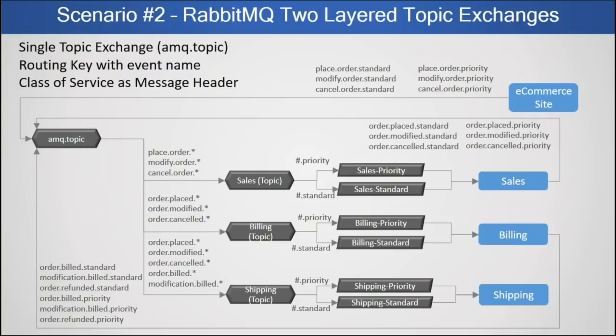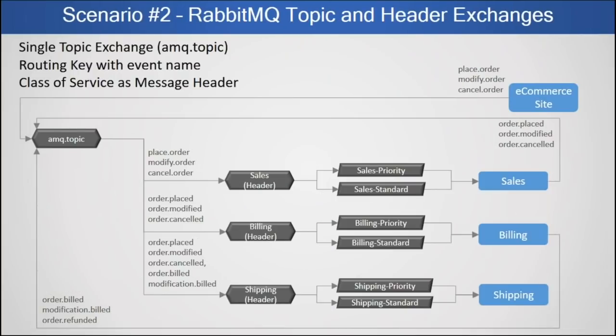So the sales topic exchange wants anything that's place.order.star, modify.order.star, or cancel.order.star, where star represents priority or standard. And then the sales priority queue and the sales standard queue are trusting the sales topic to be configured correctly and say, I don't care about anything else, I just want to know that it's a priority message or a standard message. And that's how it works for the other queues as well. And so that's just a way of doing exactly the same thing, but with two-layered topics.